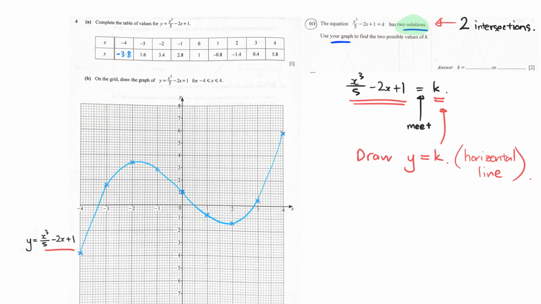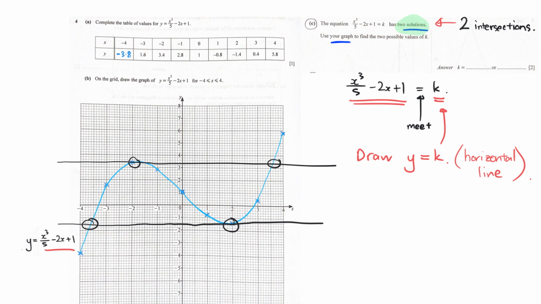If I placed it here, would that answer the question? Would I only have two intersections? 1, 2, 3. The answer is no, so that is not the correct location as well. So where would I place it? There's only two possible answers, one here and here. Because in both cases, I will only meet my graph two times and have two solutions.